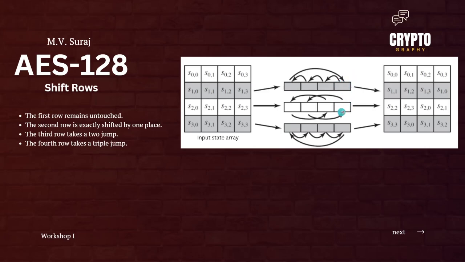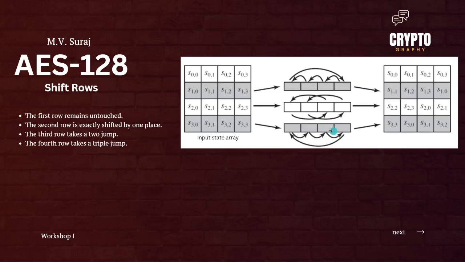Then in the third row we perform a 2 byte left circular shift. So this box will go to the left 2 steps. So let's see, 1, 2, and then this one will go 1 and then 2, this one will go 1 and then 2, and this one will go 1 and then 2. So it keeps going on and on. That's basically what a 2 byte left circular shift is.